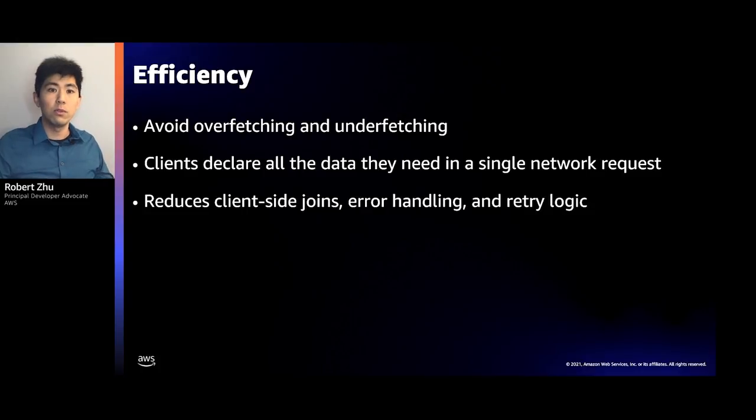For example, if your client needs data from two different network requests, at a minimum, it has to have some amount of logic to reconcile those network requests. It has to wait for both of them to come back. What if one of them fails? Do you retry? So how do you do the client-side join? By having a single network request, you can dramatically simplify that kind of logic in the client.